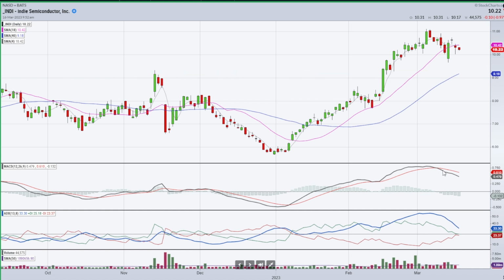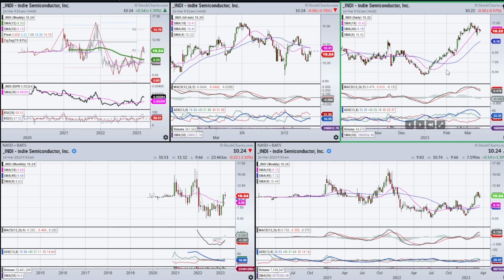So I'm watching this, and we've got the MACD kind of working its way down. Don't be surprised if this spends a little bit more time consolidating, but setting itself up for another leg to the upside. As long as we don't see big volume coming out of these semiconductors, I think you have to be on the lookout for them on a pullback.